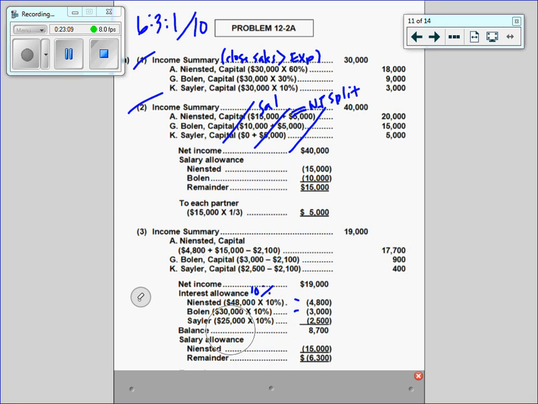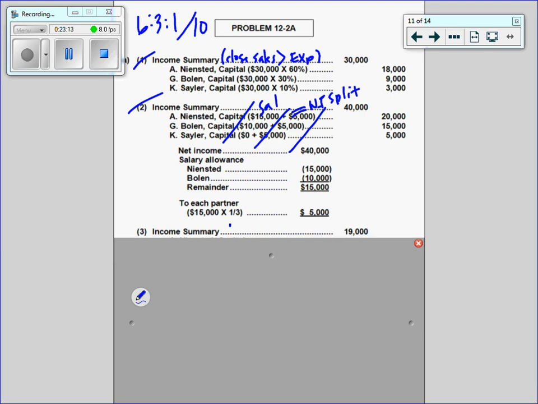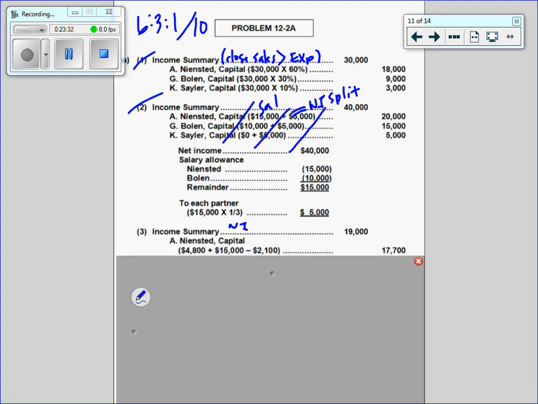What does the journal entry look like on this rather complicated one? We still have net income of 19 grand. So even though the owners are experiencing a slight hit, we still have income, still net income. We've got our three owners. Let's start with Nienstead.